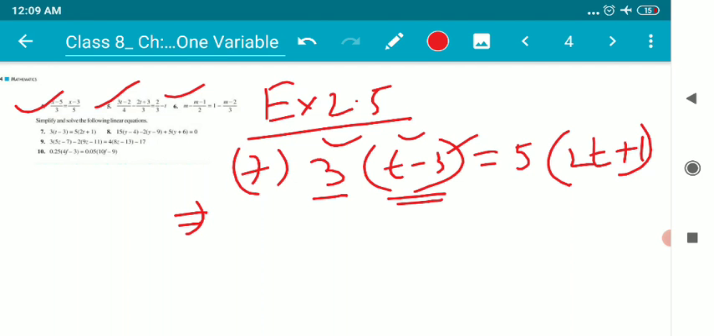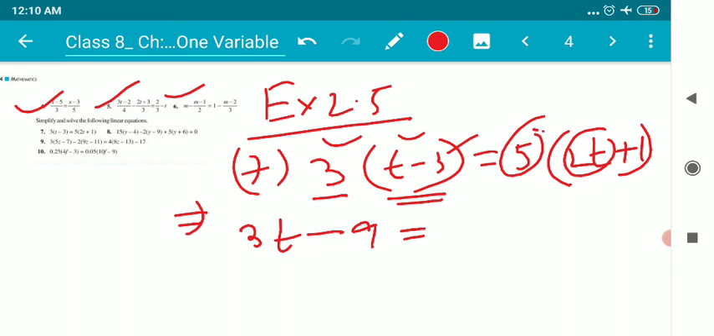Let us do it. 3 into t results 3t, minus 3 into 3, or minus 3 threes, is minus 9, equal to 5 will be multiplied to 2t and 5 will be multiplied to 1 as well. So 5 into 2t, that is 10t, plus 5 into 1 will be 5.